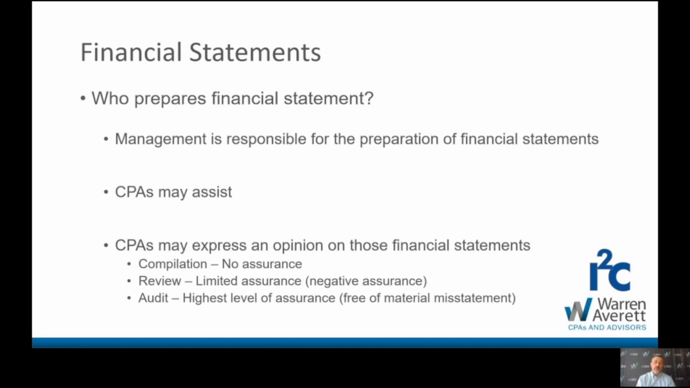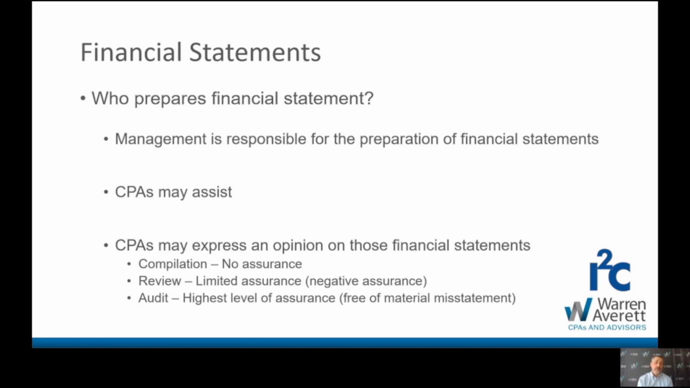And I've shown them following the hierarchy of the level of assurance that a CPA provides relative to those financial statements. In a compilation, the CPA provides no assurance that the numbers are accurate. The CPA simply puts an opinion on those financial statements saying, these are management's numbers, and I've assembled them in a manner consistent with the way one might normally expect to see financial statements presented.